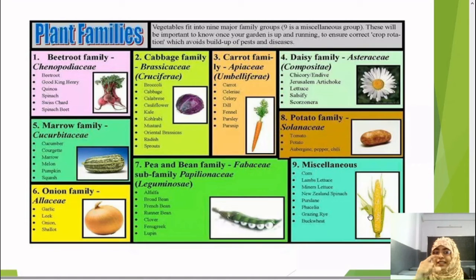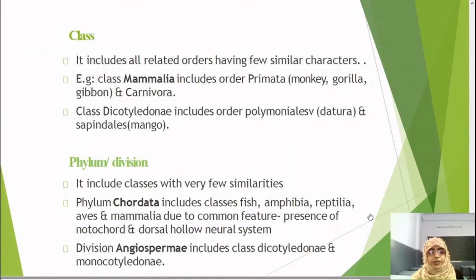You can see broccoli, cabbage, cauliflower. Why are these organisms kept under a single family? Because of some similarities in their characters, some similarities in their origin or sexuality, any similarity among their characters, because of which they are kept under a single family, similarly for different families. Okay, next comes class.